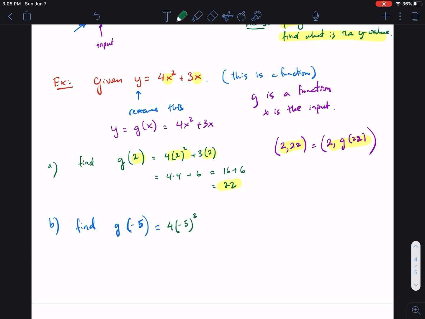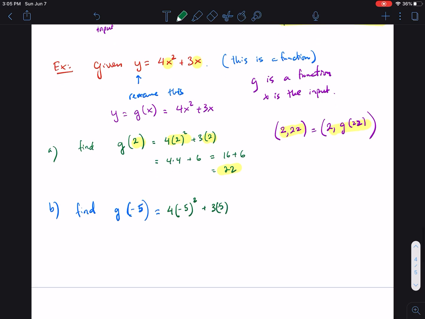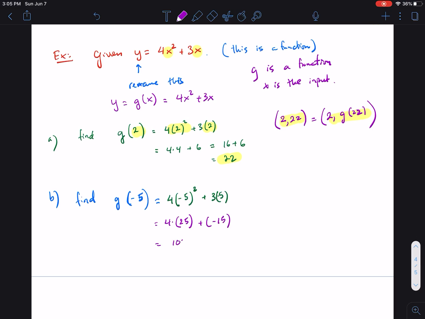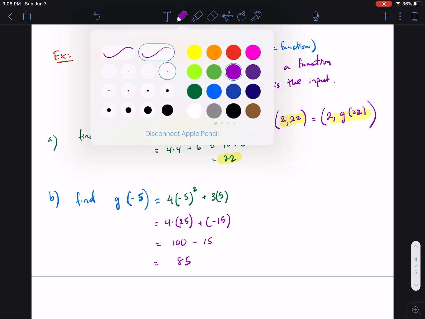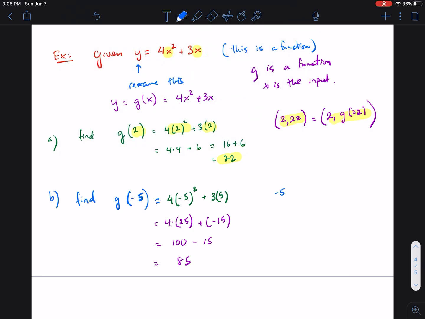So it's going to be squared right here, and if you remember, by order of operations, we do the exponent first. So negative 5 in parentheses, the quantity of negative 5 squared, that's going to be positive 25. And then over here is going to be negative 15. And then this is going to be 100 minus 15. So that's 85. So the ordered pair we're looking at here is negative 5 for x, y is going to be 85.